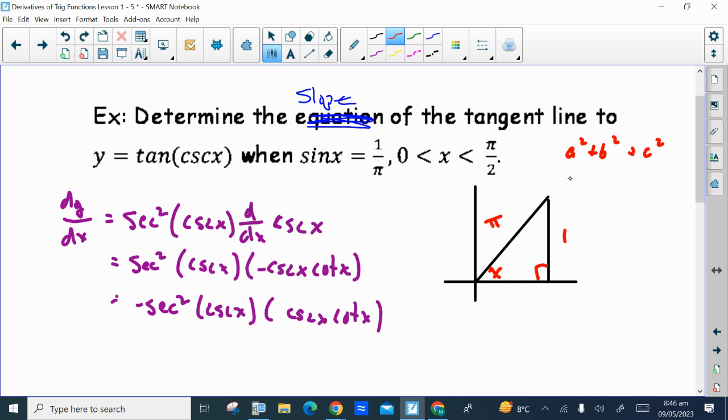So if we say that A is 1 and we want to find B, the other leg of the triangle, the hypotenuse pi then is squared, and so B squared will equal pi squared minus 1, and B will equal the root of pi squared minus 1. And that'll be a positive because you're going to the right from the origin.